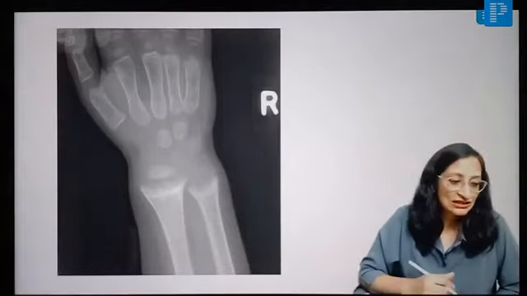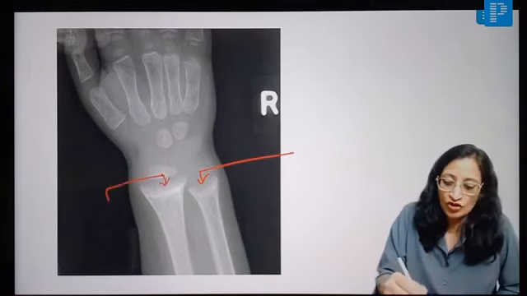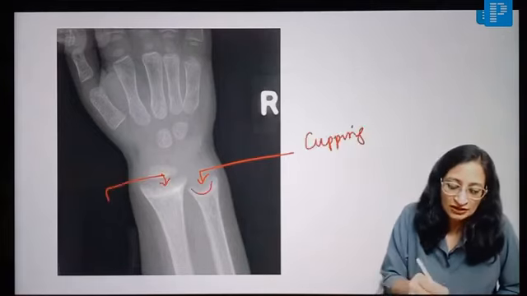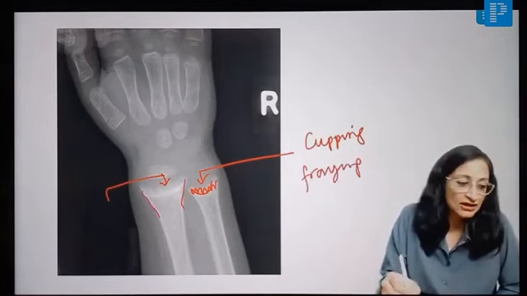Yes, what is your diagnosis here? Again, this is a spotter. So what can you see? What we can see is cupping, fraying, and splaying of the ends of long bones. Cupping means concavity, fraying means irregularity, and splaying means widening. So cupping, fraying, and splaying of the ends of long bones.